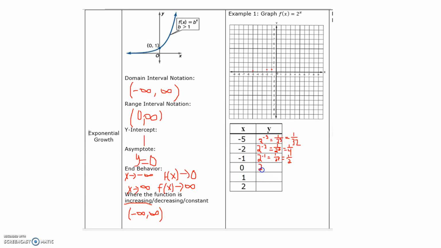And then my next one is 2 to the 0 power, and anything to the 0 power is just going to be 1. And then 2 to the 1st power is 2. 2 squared is 4. So 2 to the 4th power is going to look like that. Then I'm just going to connect my dots. And there's my graph.